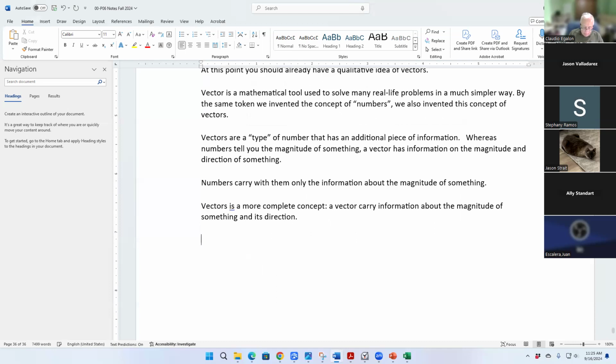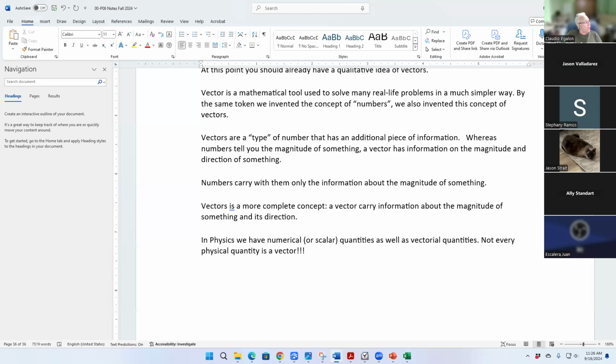In physics, we have numerical or scalar quantities, as well as vectorial quantities. Not everything is a vector. Not every physical quantity is a vector.